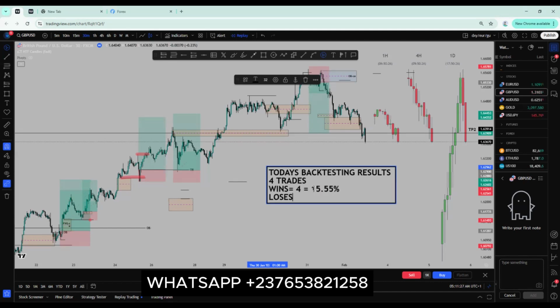Losses equal to 0. Break even equal to 0. So we have a total of how many? 15.55%.